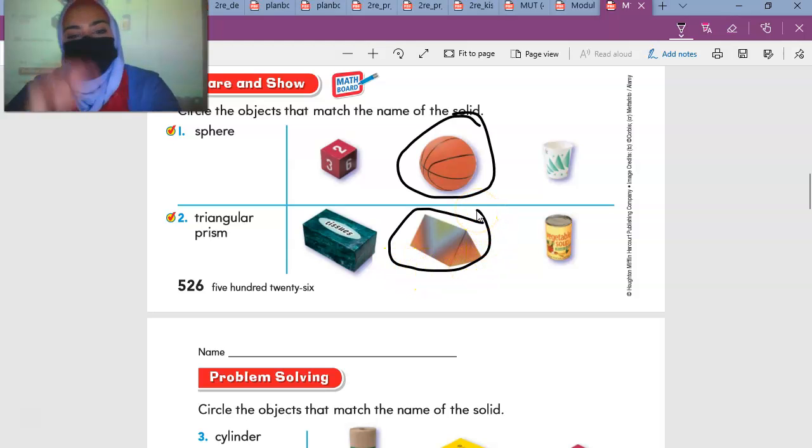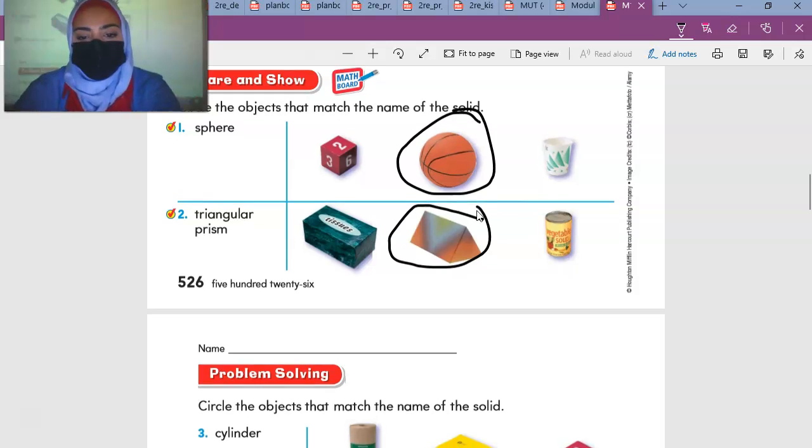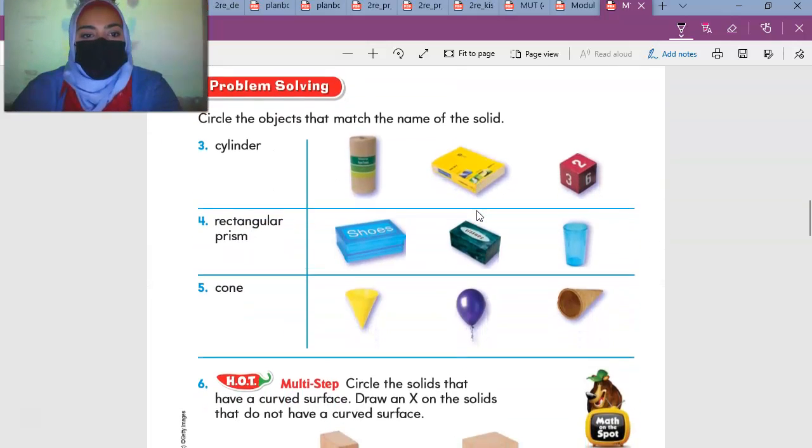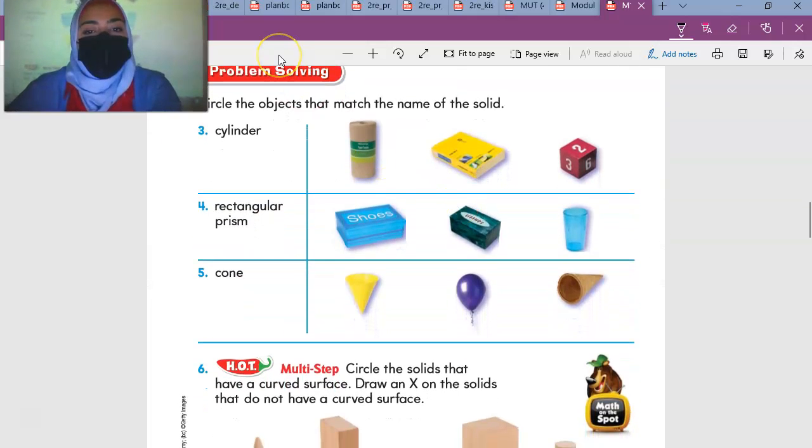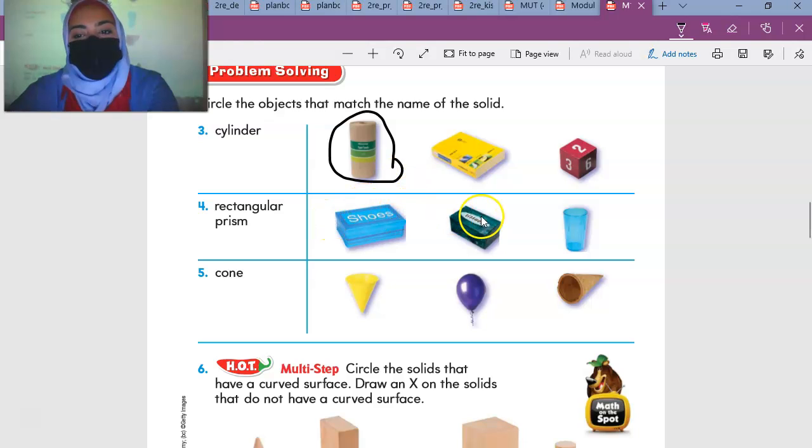The tissue box is a rectangular prism. Remember, you know what kind of prisms these are by the faces they have. A rectangular prism has a rectangular face. A triangular prism has a triangular face. Circle the objects that match the name of the solid. A cylinder. Which one of these is a cylinder, Amaria? The paper towel roll, very good. Which one of these is a rectangular prism?